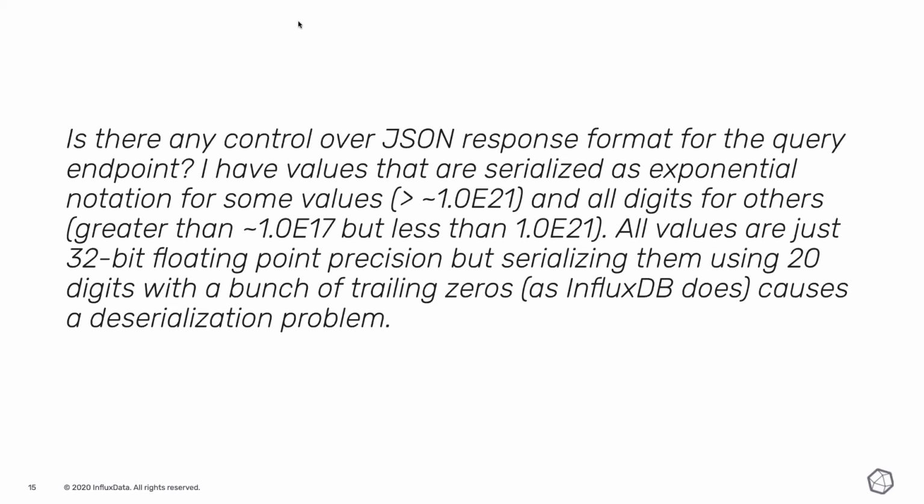Yeah, so I can take that one. You can export data from InfluxDB 1.x in JSON format. Unfortunately, JSON does not support all of the different data types that InfluxDB does, and so there's some incompatibility when you start doing that, especially with larger values, which causes some problems as you're seeing. Unfortunately, there's not much control over the JSON response format coming out.